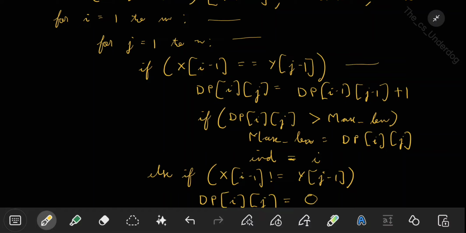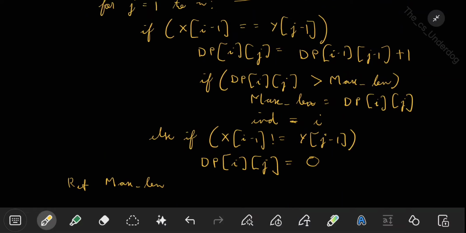When you compare them, if they turn out to be the same, then your entry there for the longest common substring should be whatever be the entry considering all the previous characters. That is characters till i minus 1. Considering that whatever is the longest common substring, that plus 1 is the length of present longest common substring. Next step is, in case this is greater than max length, you should update the max length variable. Whenever you update the max length variable, you should also update index, because index will tell you which exactly is the longest common substring. Next step is, what if they are not equal?